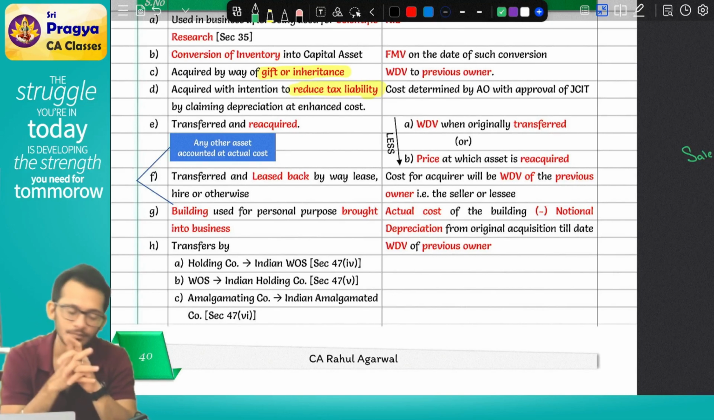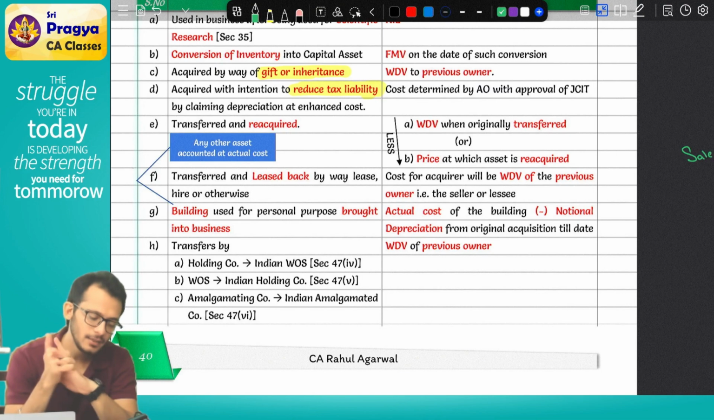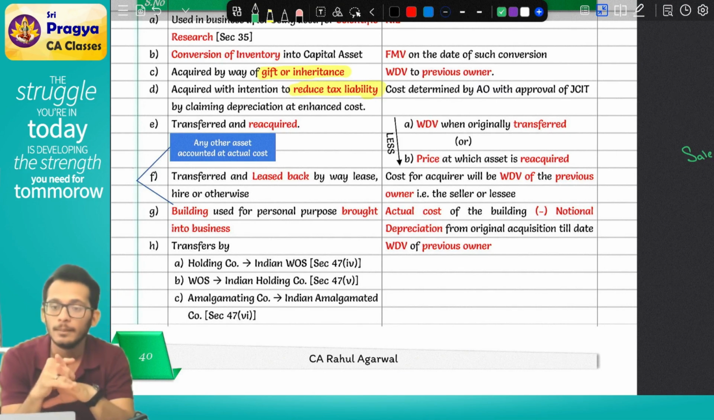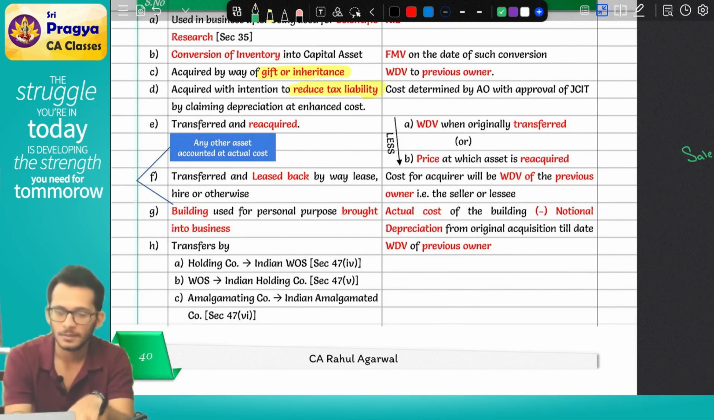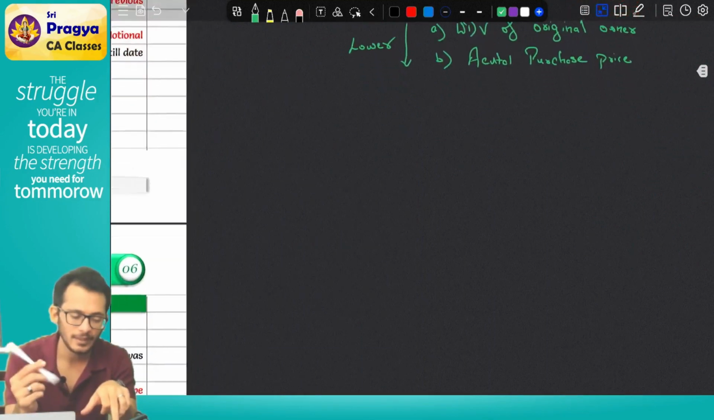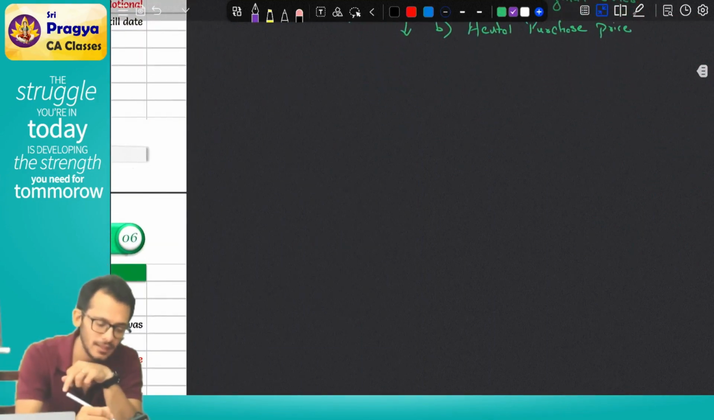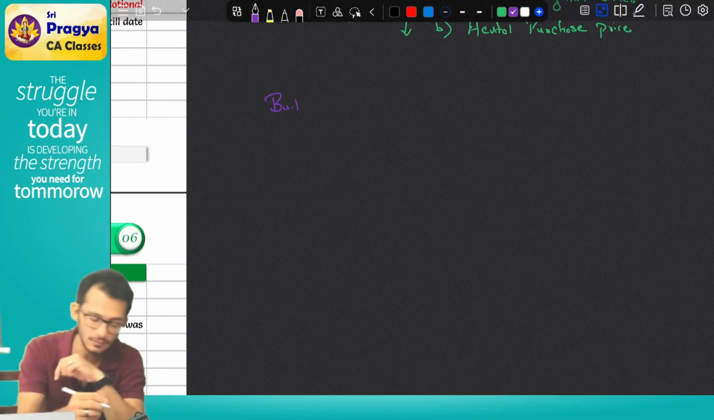Yes or no? Next one is called building used for personal purpose brought into business. What is happening, Rahul? I had a building. I have decided to buy. Is it clear? No.